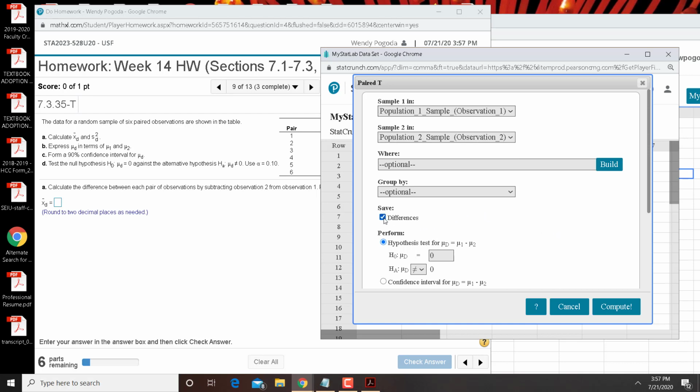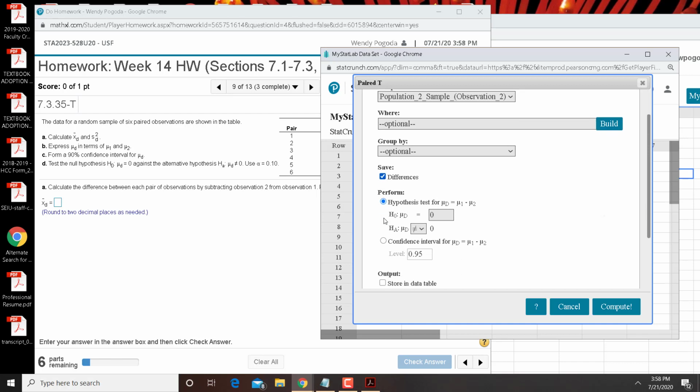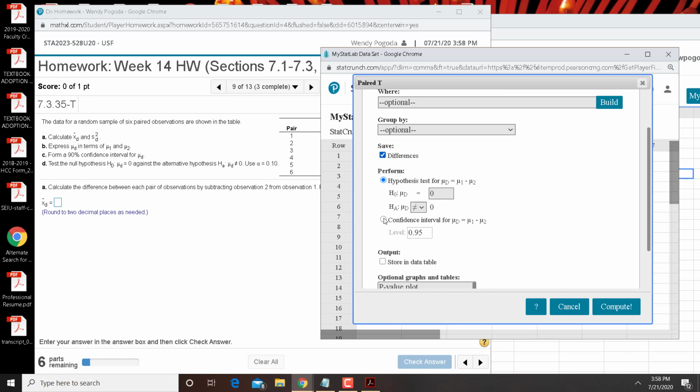I want to save the differences, and this is going to be important because we might need some of this information. We need to find the sample mean and the sample variance. So let's save those differences so we can run summary statistics on them. And I'm not quite sure if later parts are going to, oh, it says right here, we want to do a confidence interval and we want to do a hypothesis test. So I guess I'll start off with a confidence interval. And I know that's going to want a 90% confidence interval. All right, click compute.